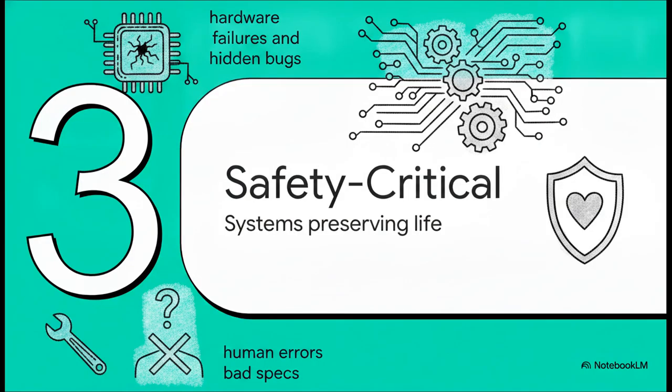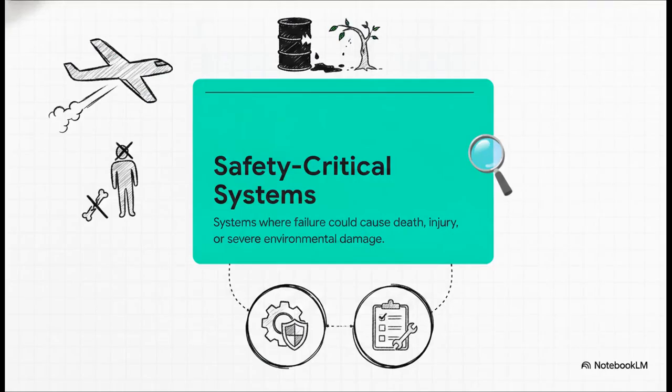Section 3. Defining safety-critical systems. These are the systems that preserve life. We've seen that hidden bugs, bad specs, hardware failures, and simple human errors can compromise even the most reliable software. Which brings us to the formal taxonomy of systems where we absolutely, fundamentally cannot afford these failures. We call these safety-critical systems.